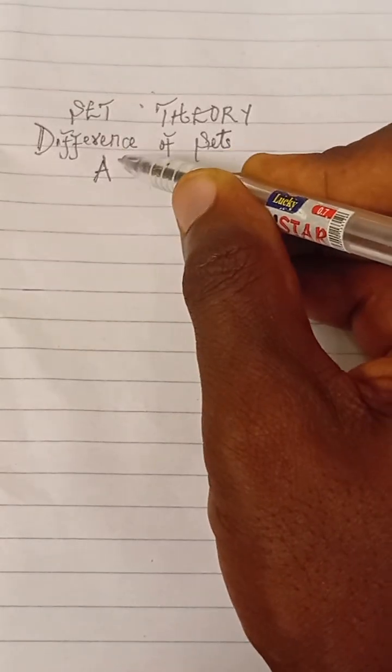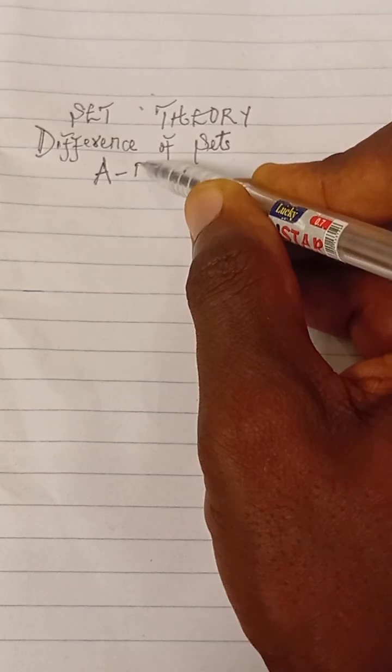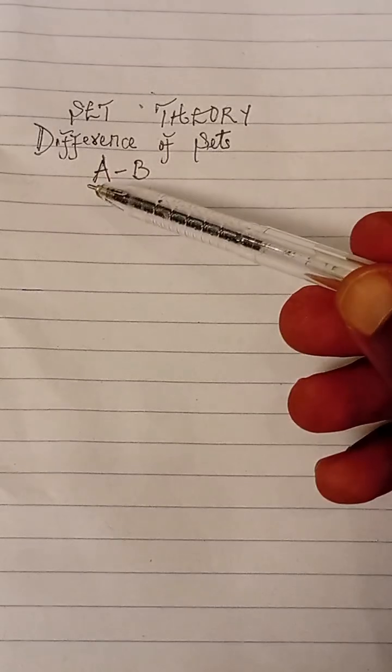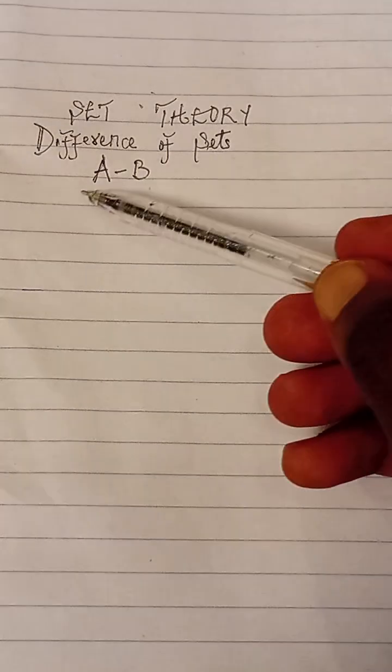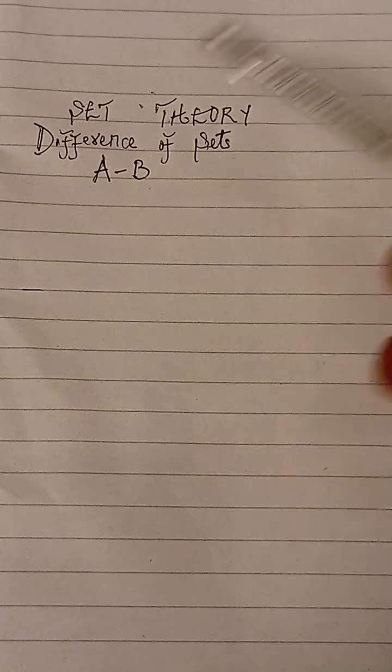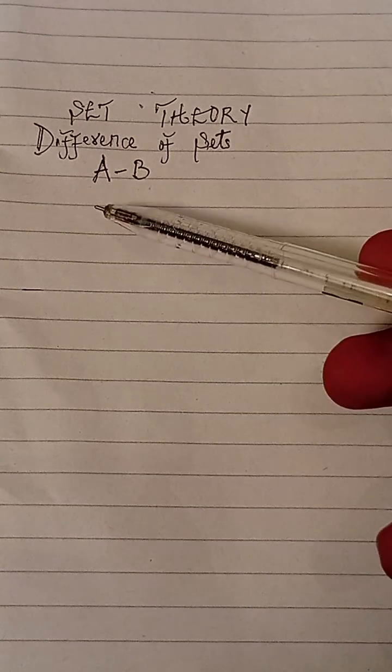It's time to learn once again on arguably the best subject in the world. For proper context, this is how it is being written. So the difference of sets A and B is written this way. It's actually called A minus B. So what does it mean when you say difference of sets?